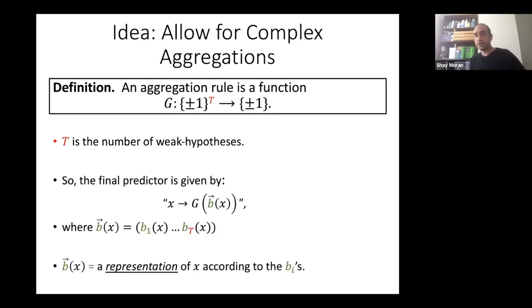If you think about it, B of X can be seen as a representation of the instance X according to the Bi's. As we apply the boosting algorithm, we get a weak hypothesis, which is a new feature in this vector. So that's a good way to think about the weak hypotheses. They simply give you a representation. Every X goes to this sequence of bits.